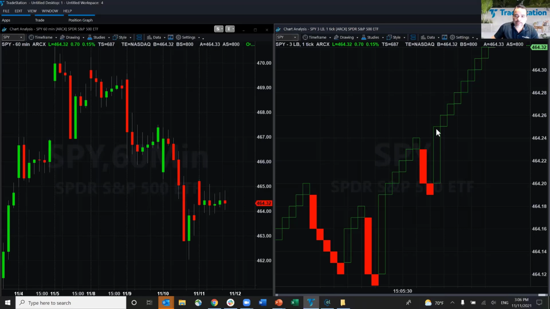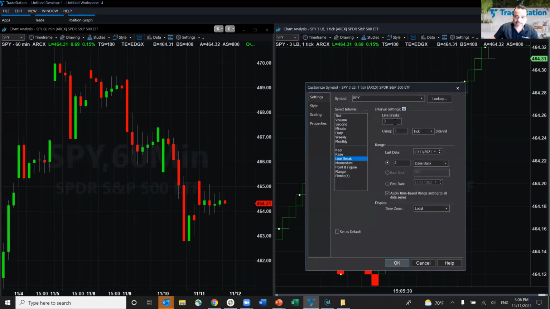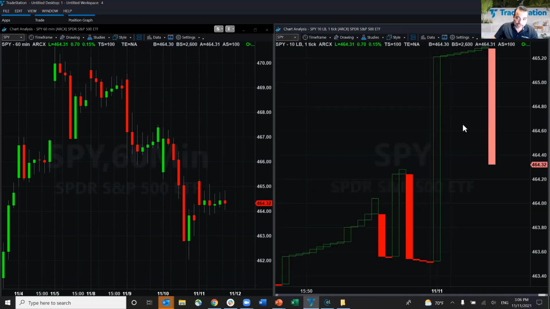If you want to make this a little bit more restrictive, of course, you come here and you say, well, I want to do a 10 line break, which is more restrictive. Take a look at what's going on here. Now it's looking at the prior 10 boxes. And look at this big light shaded red.